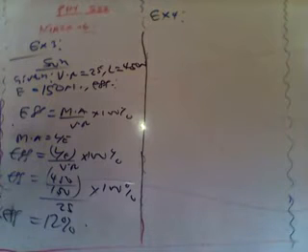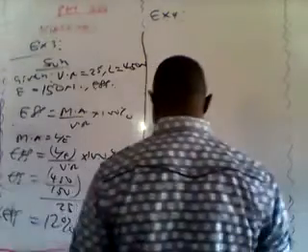If the total work done against friction in the pulley is 1.2 kilojoules, calculate: Roman figure 1, the total work done by the effort; Roman figure 2, the efficiency of the pulley system; and Roman figure 3, the effort applied. So let's quickly look at the solution of this question.